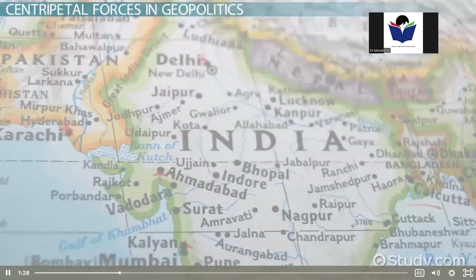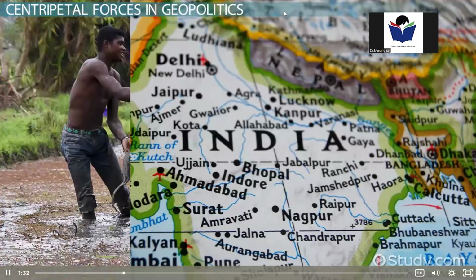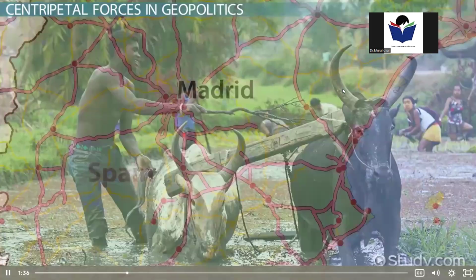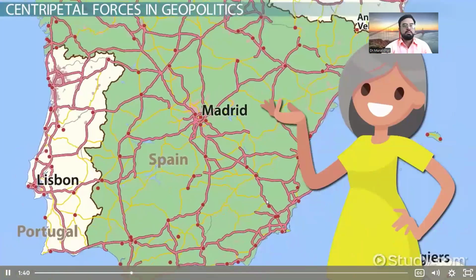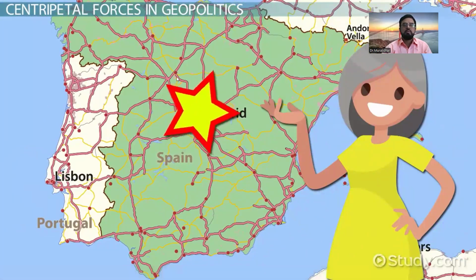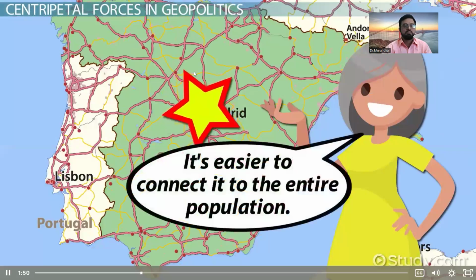India is an example of a modern nation that has been putting major efforts into bringing roads to its remotest villages in an effort to increase national unity. It's worth noting that a large number of countries in the world have a very Newtonian sense of this, in that they place the center of their country, the capital and largest city, right in the middle. The geographic center of the physical country is the most common place to find a national capital, because it's easier to connect it to the entire population.